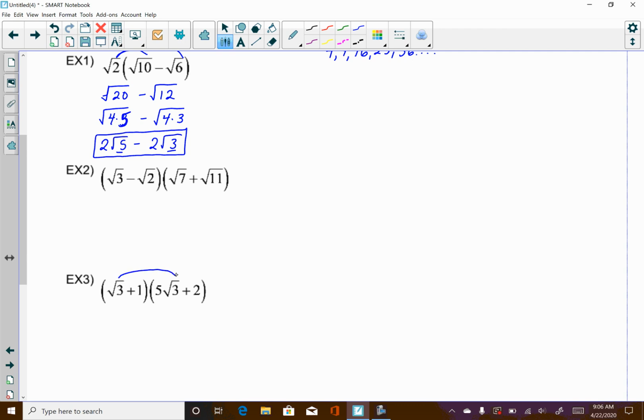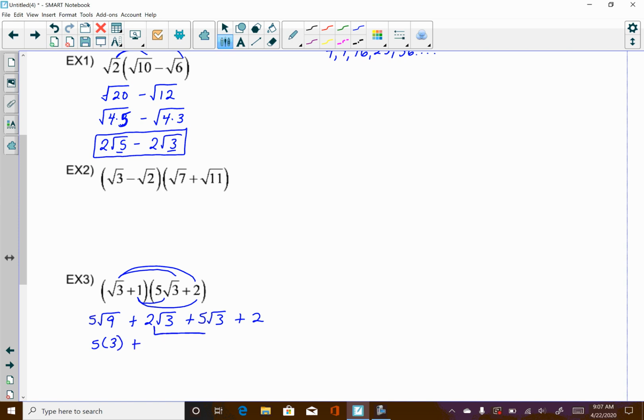Square root of 3 times 5 square root of 3 would be 5 square root of 9. So there's your first. Outside, square root of 3 times 2, so plus 2 square root of 3. Inside, 1 times 5 square root of 3, 5 square root of 3. And then last, 1 times 2. All right, so now we should start cleaning up. We know the square root of 9, right? That's just 3.